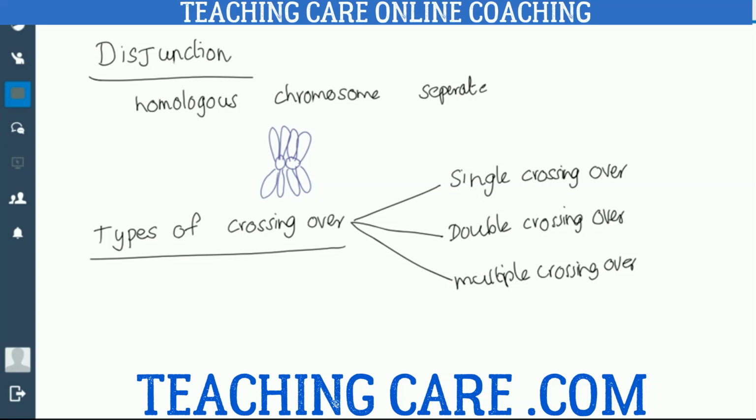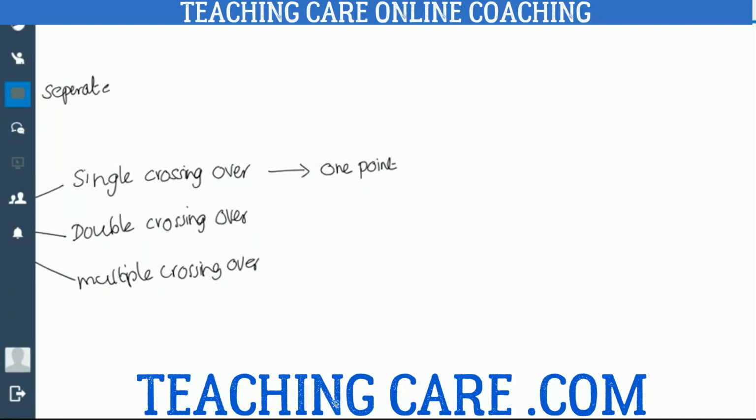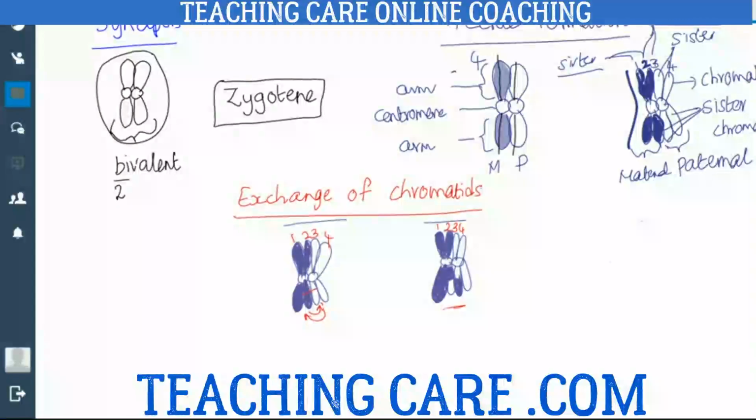Okay. So single crossing over means crossing over has taken place at only one point. Till now what we discussed is single crossover. In the process of crossing over, crossing over has taken place at only one point, only this point.